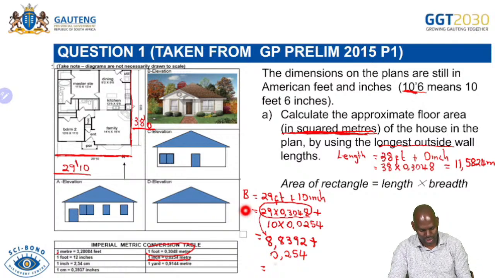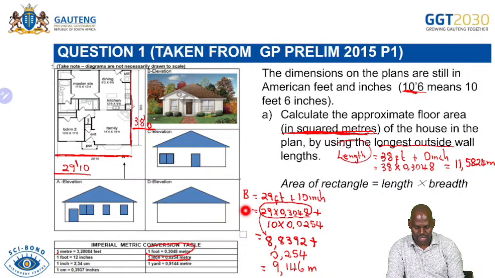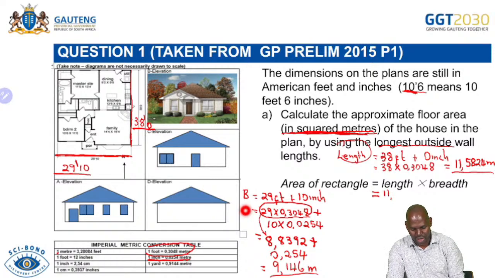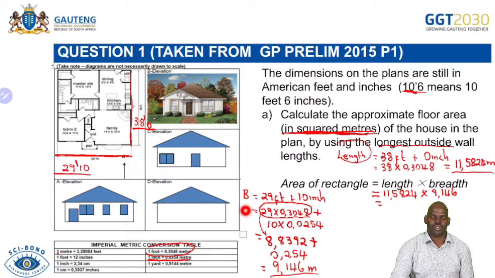So this is 9.146, and then it's now in meters. So we've got our length now in meters. There's the length in meters, and then we also have the breadth in meters. Okay, now we can do the substitution. Our length is 11.5824 multiplied by 9.146. Everything is now in meters.